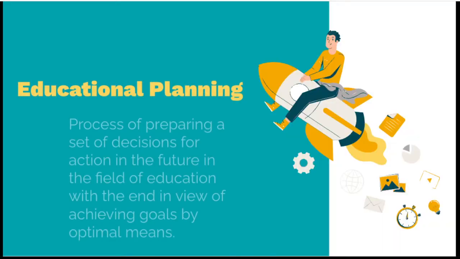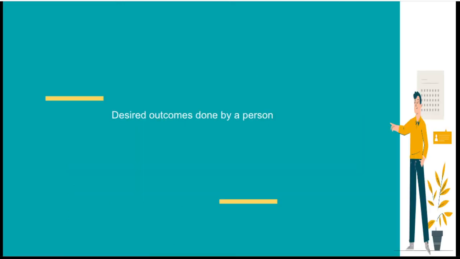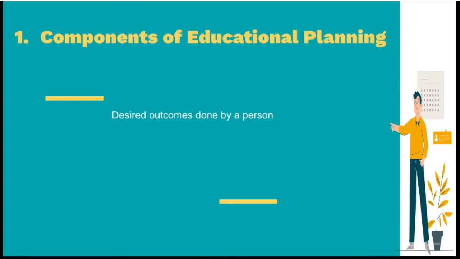What is educational planning? This is the process of preparing a set of decisions for action in the future. That's why we have it for planning, because we are talking about the future. And this is in the field of education, and it has the view of achieving goals by optimal means. There are components of educational planning.